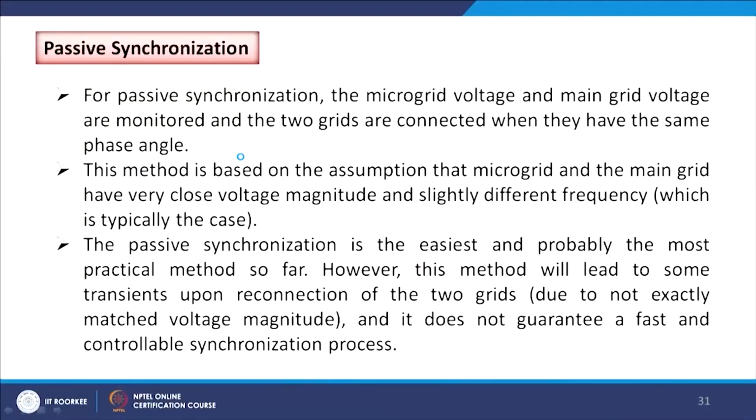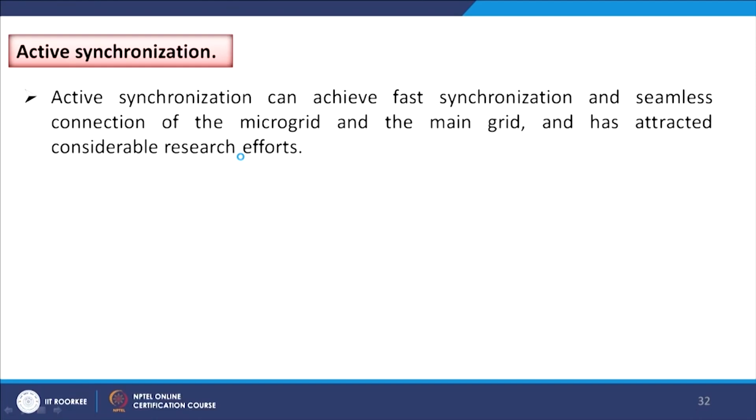Passive synchronization is the easiest and probably the most practical method so far. However, this method will lead to some transient upon reconnection of the two grids, and it does not guarantee a fast controlled synchronization process. In case of active synchronization, which is slightly advanced, active synchronization can achieve fast synchronization and seamless connection of the microgrid and the main grid, and has attracted considerable research effort today. So, any research related to active synchronization is a hot topic.